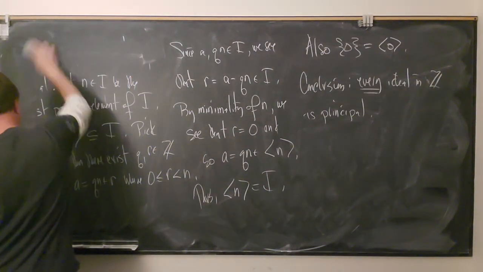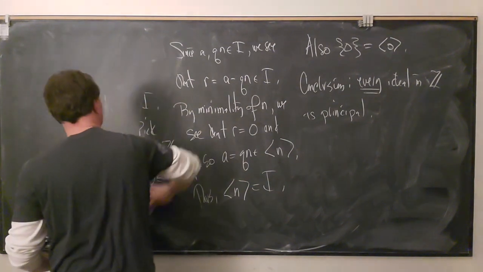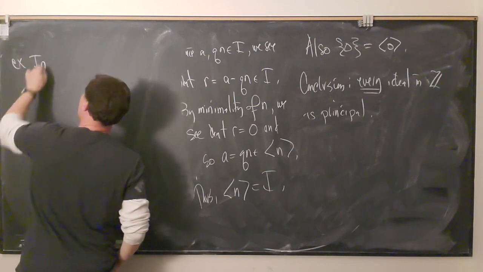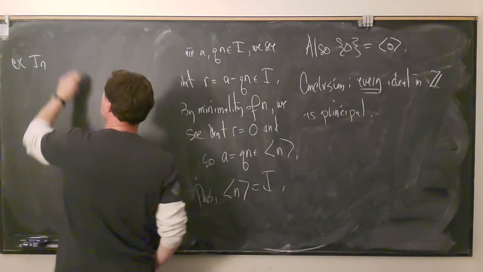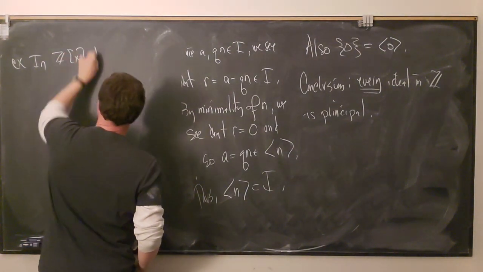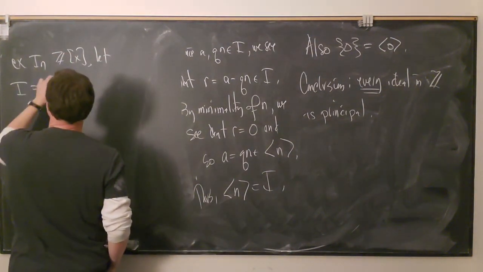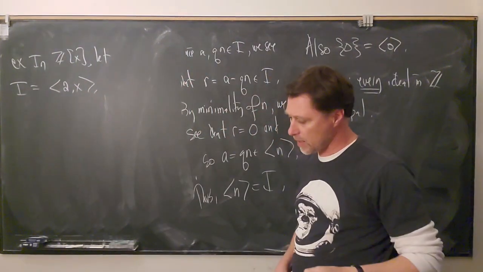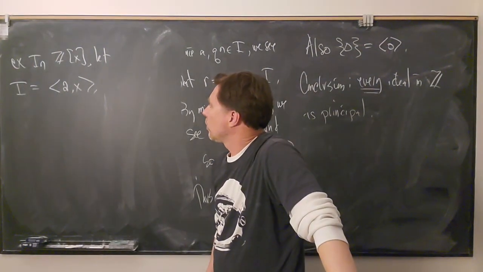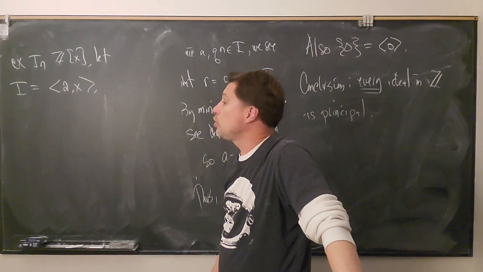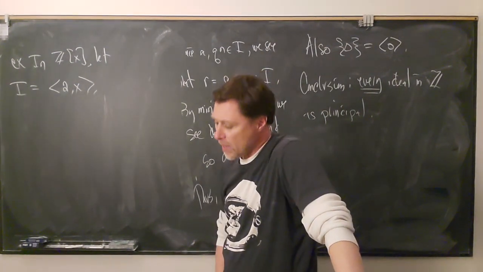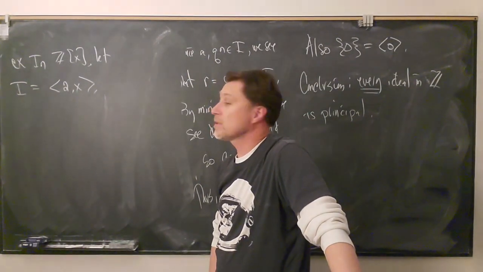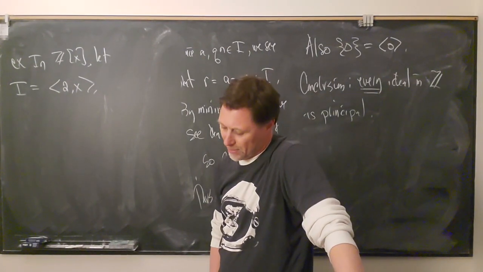Okay, let's try another example. So in Z[x], let I be the ideal generated by 2 and x. We've seen this ideal before, right? So what do elements here look like? They look like 2 times a polynomial plus x times a polynomial. And you can think of this as the set of all polynomials that have even constant coefficient, right? Really, that's what it is.